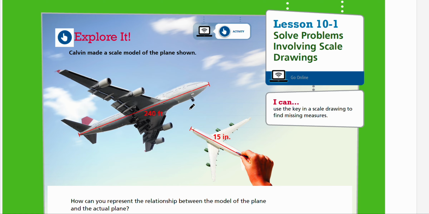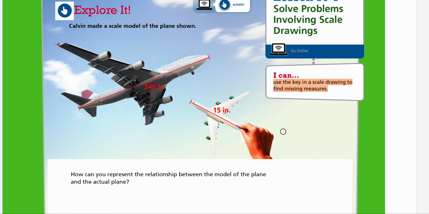Solve problems involving scale drawings. In this lesson, you'll be able to use the key in a scale drawing to find missing measures. So, how can you represent a relationship between the model of the plane and the actual plane? In the picture, you have a model plane, and then you have the actual plane. If this model is exactly like this airplane but just smaller, you know that it's proportional, right? So they have a proportional relationship, and you can use unit rates to figure out the relationship between the lengths.